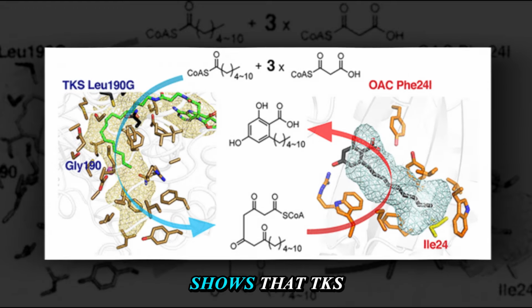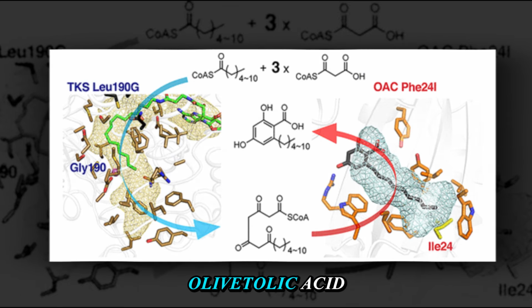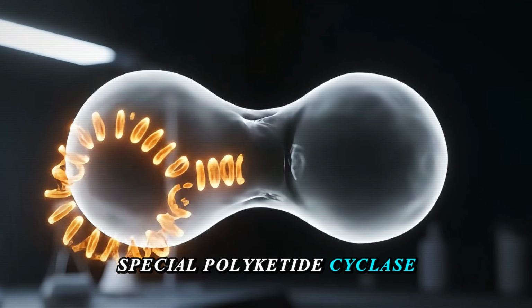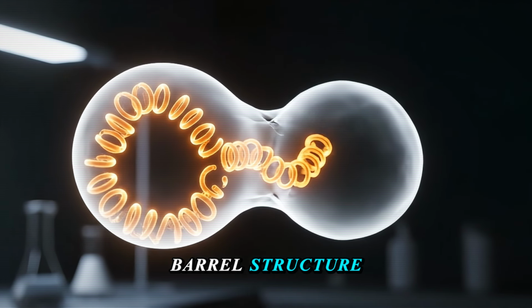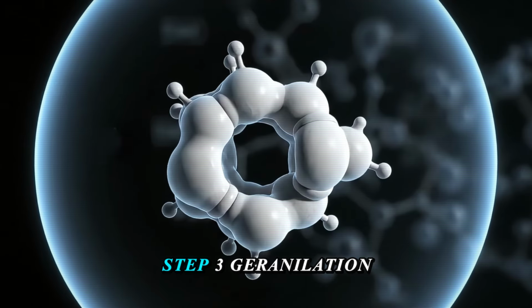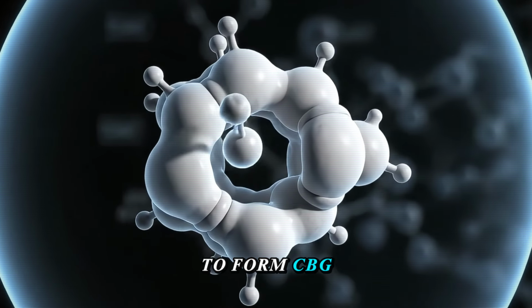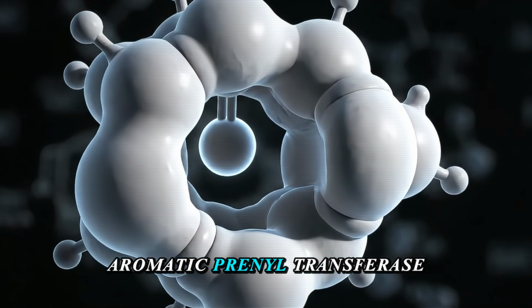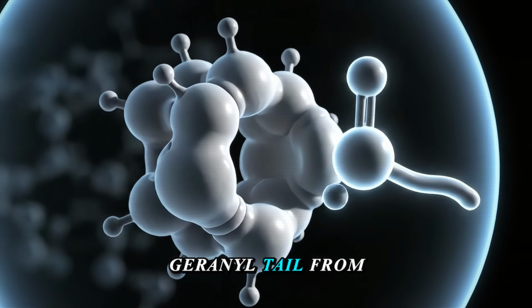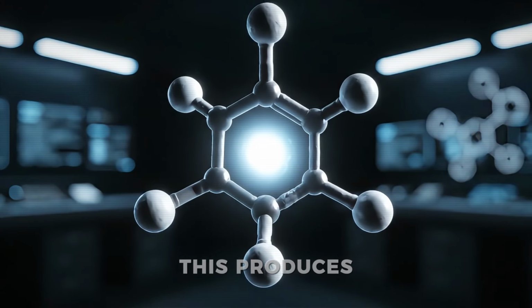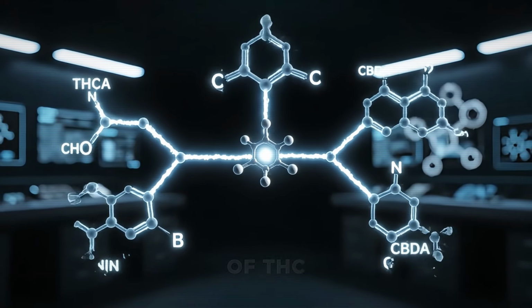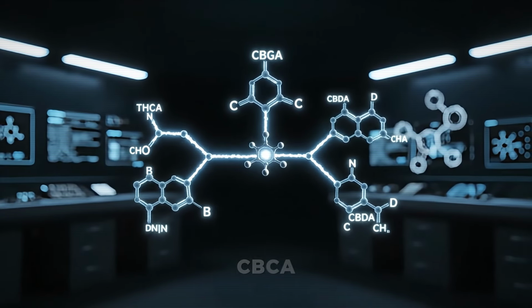The uploaded paper shows that TKS alone cannot produce olivetolic acid, but requires OAC, a special polyketide cyclase with a unique alpha plus beta barrel structure, to correctly fold the tetraketide intermediate into the final product. Step 3. Geranylation to form CBGA, by an enzyme called aromatic prenyltransferase, NphB, which attaches a geranyl tail from geranyl pyrophosphate. This produces CBGA, cannabigerolic acid. CBGA is the mother molecule of THCA, CBDA, CBC.